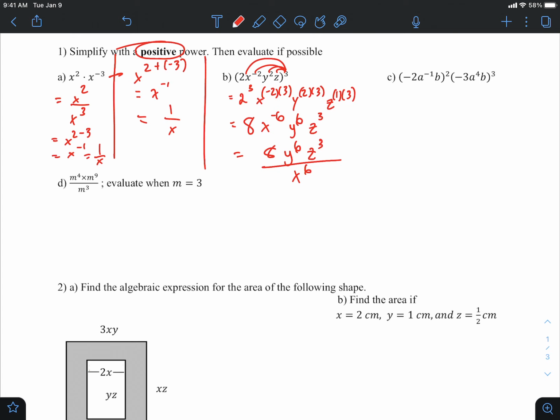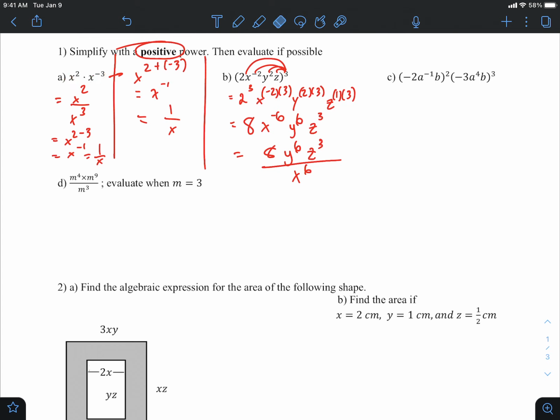Okay, when you're multiplying things of the same base, like in question 1, that's when you add the exponents. When they're separated as 2 separate sets of brackets, that's when you're going to add, or if you see the dot. That's the difference between those two questions.